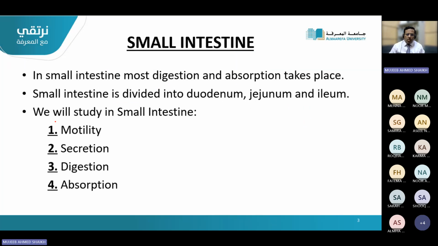For the GIT, all parts, we will discuss 4 headings. Number 1, what is the motility, the different types; what is secreted in that part; which food component is digested; and how absorption takes place. So at every place, like the stomach, or even when the food is in the mouth, we will see what the movement is, what the secretion is, what the digestion is, and what the absorption is.